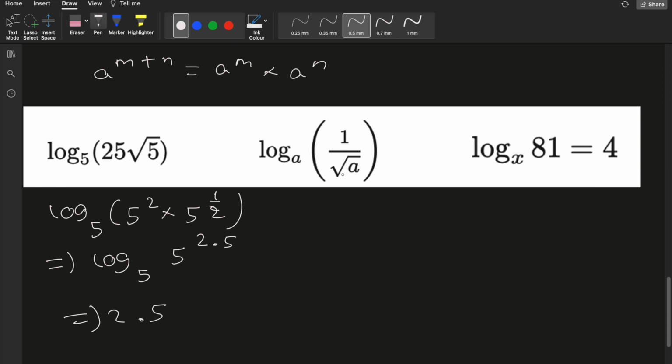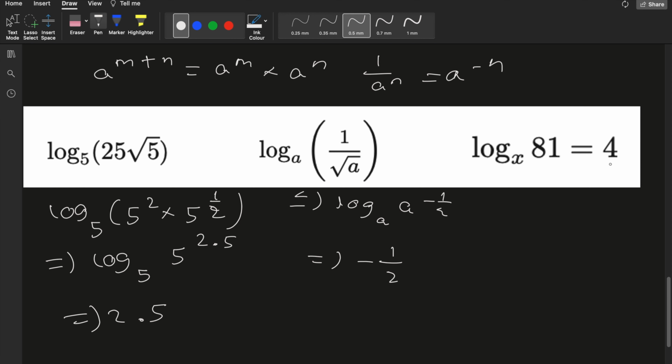And now we could write root a as a to the power of 1 by 2, and we could use this property to rewrite this like this. So the answer would be minus 1 by 2.